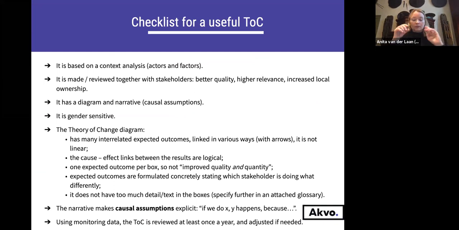But at a higher level, we could say that a good theory of change needs to be developed in a participatory way, but you might not see that if you see the picture and the text. It needs to be concrete, and that's what this is about, actually. So let's see.